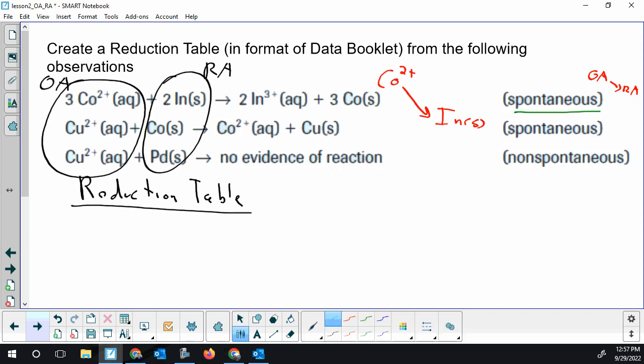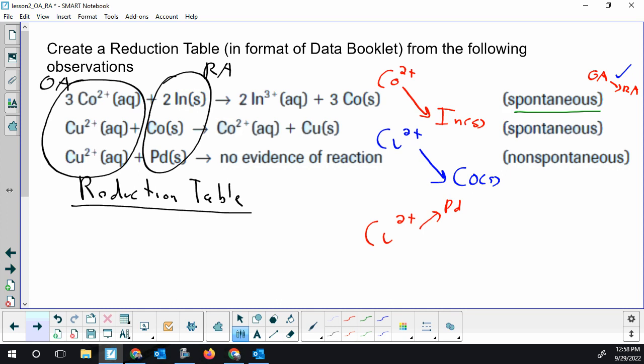Our second reaction also is spontaneous, so the OA will be above the RA, and our OA is copper 2+. It's a spontaneous reaction. We're going down and to the right, and that's when we're going to find elemental cobalt. Our last piece of information, copper 2+ did not react with Pd. So we've got the opposite OA-RA sequence, Cu2+, and I have to go up because of the no reaction.